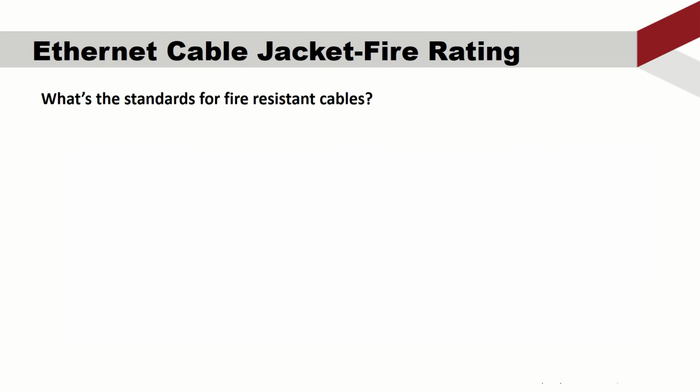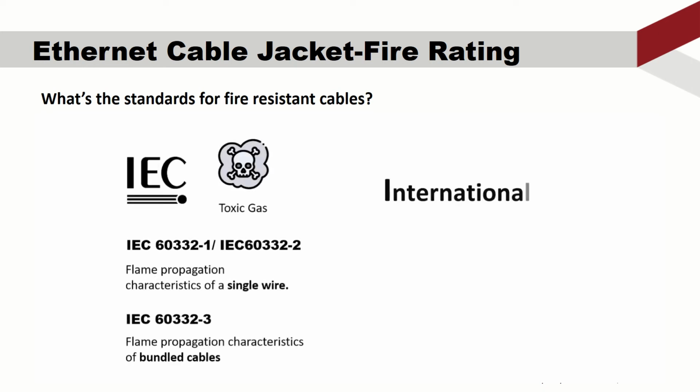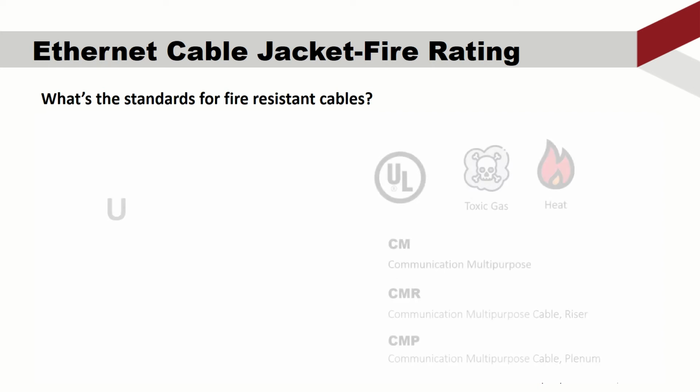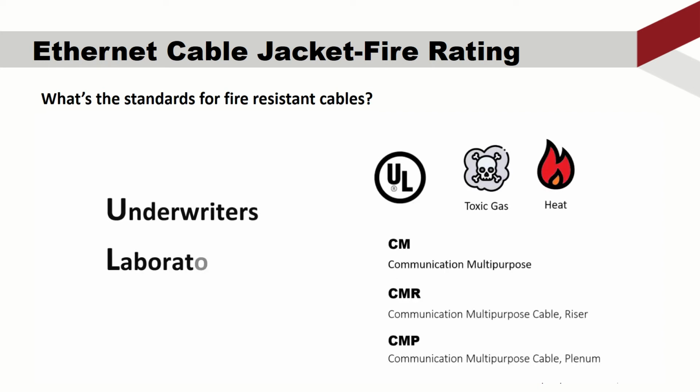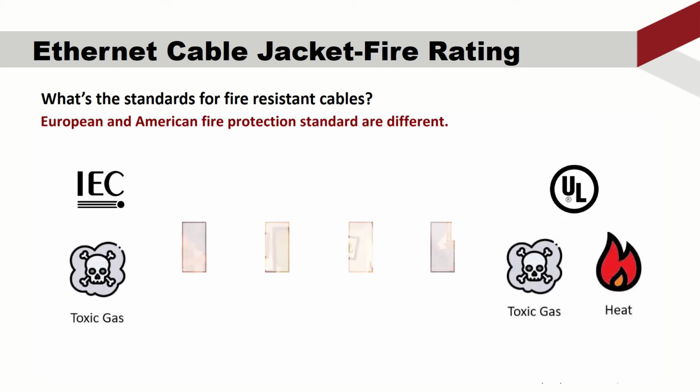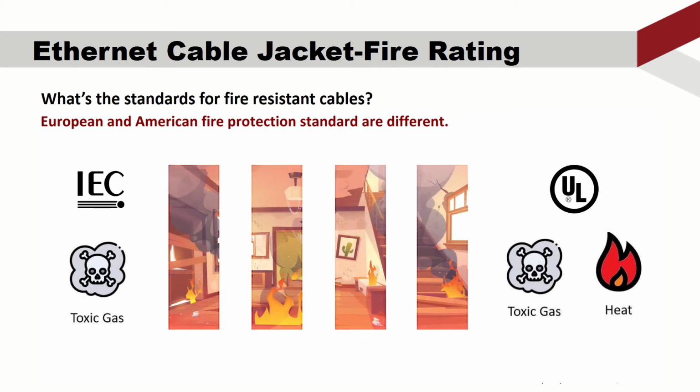So what's the standard for fire resistant cables? There are two main standards of fire rating, the IEC and UL. The IEC, International Electrotechnical Commission, is responsible for international standardization in electrical and electronic engineering. The UL is a global safety certification company founded in the USA and engaged in flammability tests and safety tests in networking applications. So the European and American fire protection standards are different.